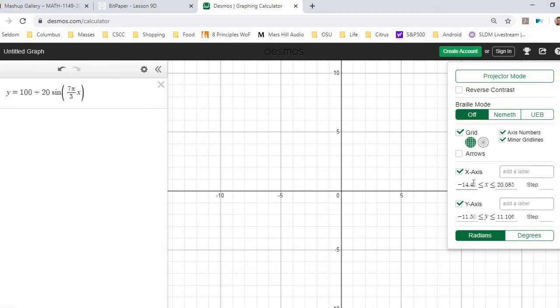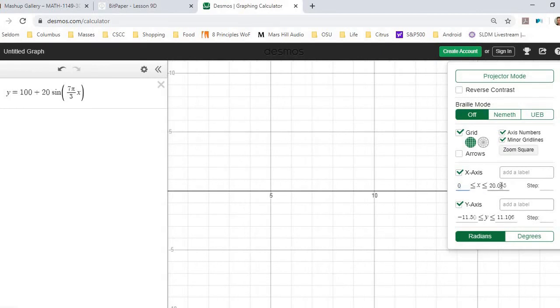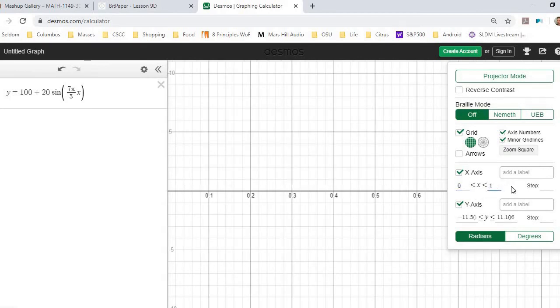So let's do the x-axis first. The x min should be, well, we only care about the interval 0 to 1, right? So our x min should be 0. That's the minimum time, and then the x max should be 1. That's pretty easy. Now the y min and the y max. What should these be? Remember, this is actually the pressure.